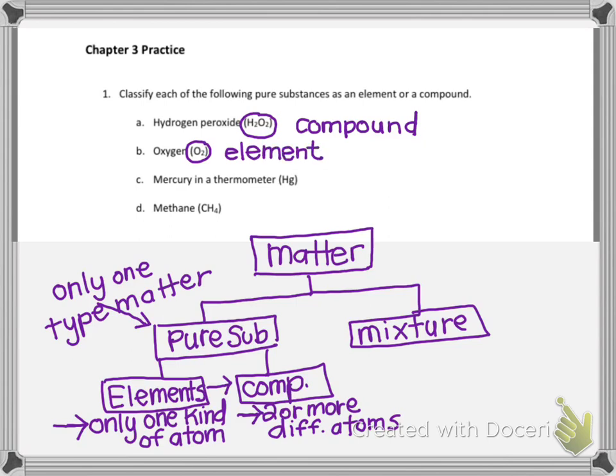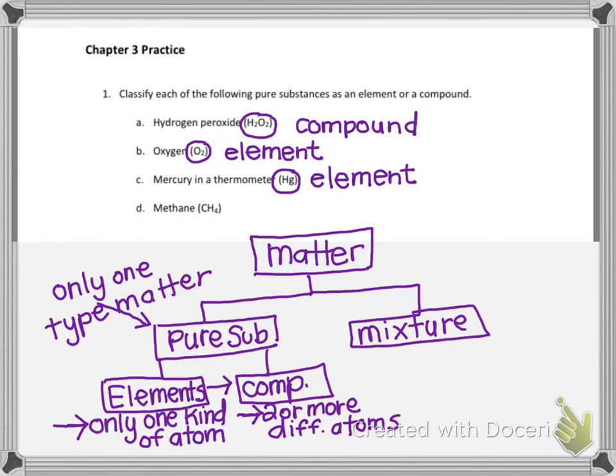Remember, our elements are found on the periodic table. Mercury in a thermometer, Hg. So again, only one type of atom, so this would be considered an element. Mercury is element number 80 on the periodic table.